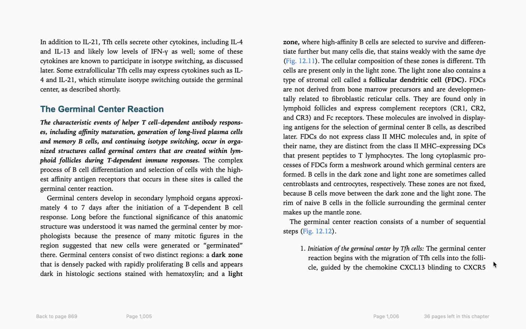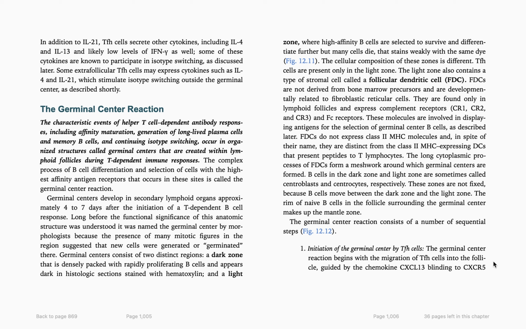A germinal center consists of two distinct regions: dark zones, which are densely packed with rapidly proliferating B cells and appear dark in histologic section, staining with hematoxylin, and light zones, where high-affinity B cells are selected to survive and differentiate further, but more cells die, and these stain weakly with the same dye. The cellular composition of these zones is different.